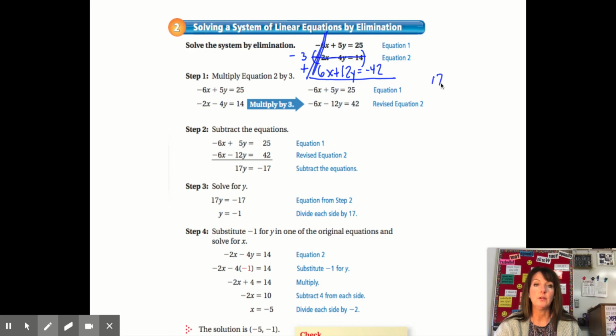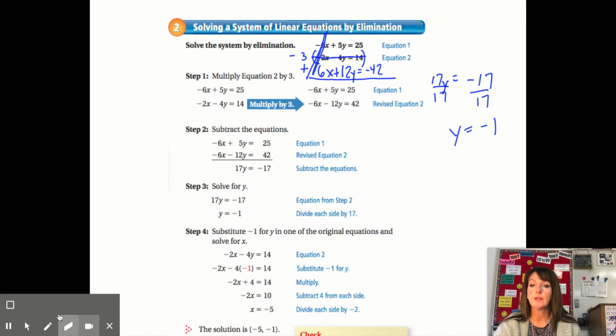I'm going to move it over here. And here we still get a negative 25. No, that's 25. What am I doing? I don't even know. All right. Negative 17 is what I meant to write. Okay, so now when we're dividing by the 17, we're going to get y is equal to negative 1, and then you follow along, and then you check your work.